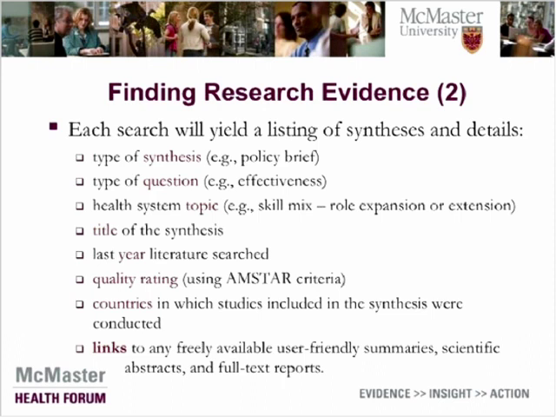Once you've done that search, what will you find? What are the details of each of the records you'll find on Health Systems Evidence? Information about the type of synthesis it is. So is it a policy brief? What kind of question is it asking? Is it about effectiveness, or is it about something other than effectiveness, such as stakeholder views and experiences? What topic does it address? And again, the title, when the literature was searched, what the quality rating is, and what countries are included, which might help you understand whether that review is applicable to your context. And then links to any review-derived products.